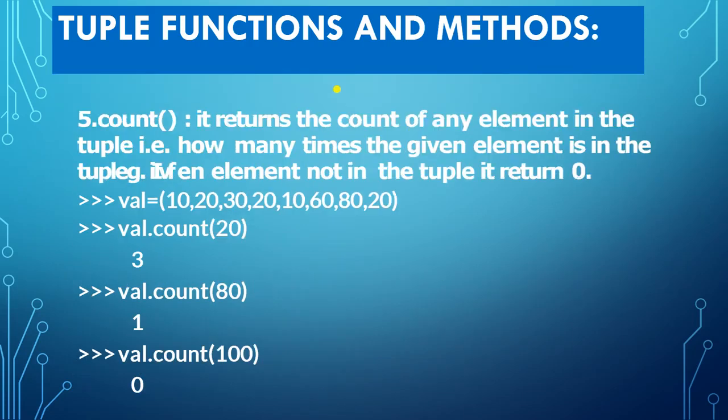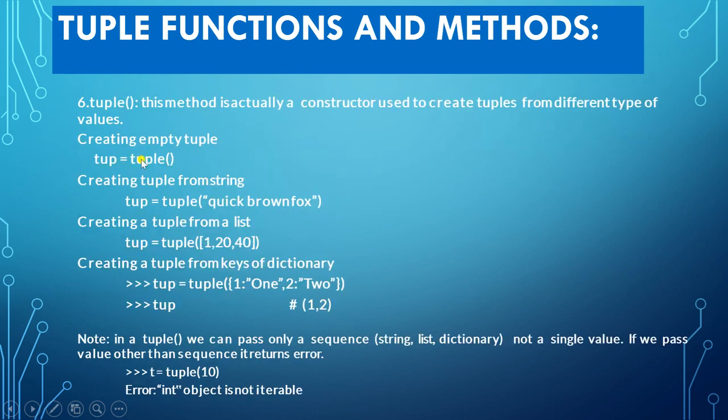Now count: it will give the total number of times a particular element is repeated, how many times this particular element is repeated. This will give the result in number form. You have to use a tuple object, then you have to use the count function. Now next is the tuple constructor. It is used to create a tuple, which we already know. We can use this by creating a tuple from an empty value, a tuple from a string, a tuple from a list, and a tuple from the keys of a dictionary.